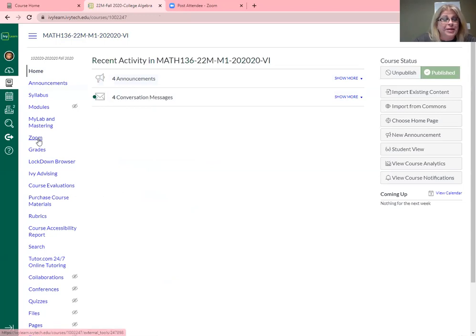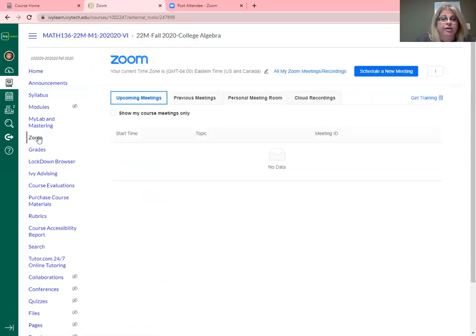And see, there's a Zoom link right here. So that's what I had clicked on. It took me to here, but I'm sure that looks different for you all. And then I was trying to add some modules and it's saying that it's hidden to students.